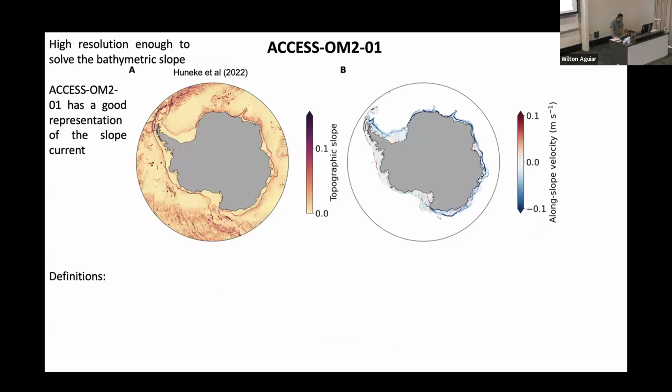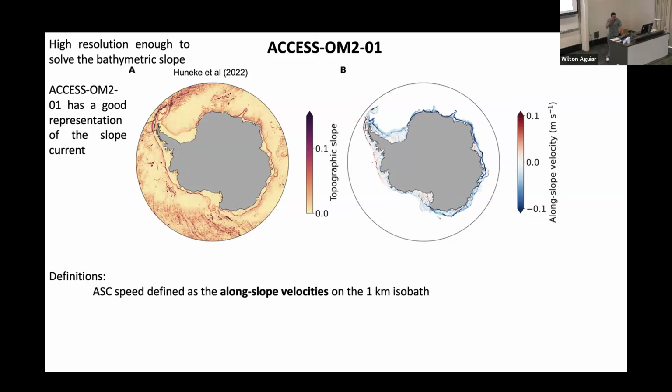So to do that, we use simulations with ACCESS-OM2-01, which have been used before for several studies of the Antarctic slope current. I'm showing here, for example, a study by Vilma, in which we can see that ACCESS-OM2 high resolution is capable of representing the slope of Antarctica, as highlighted here in red near the continental shelf. And this is also a along-slope flow that is characteristic of the slope current.